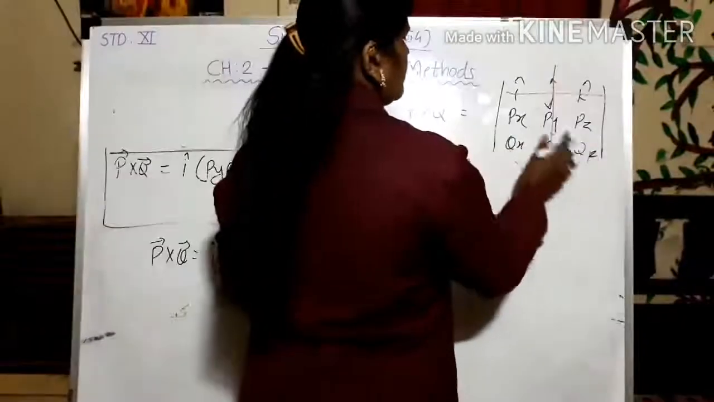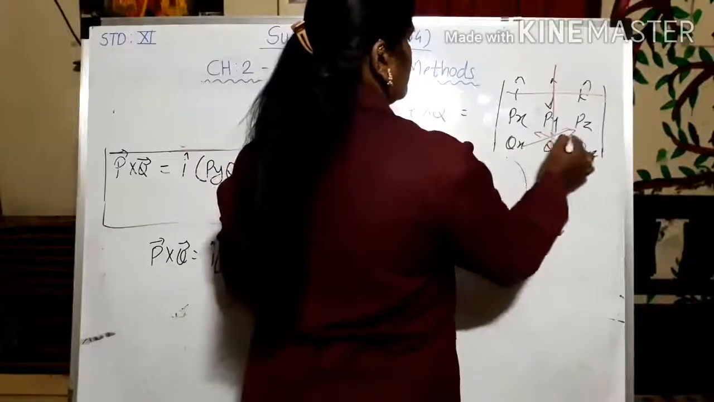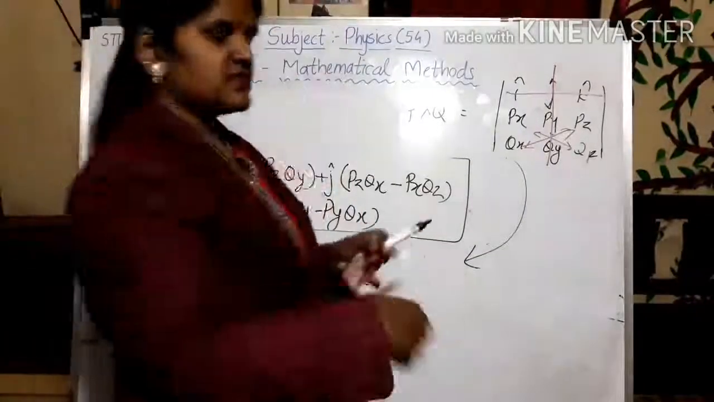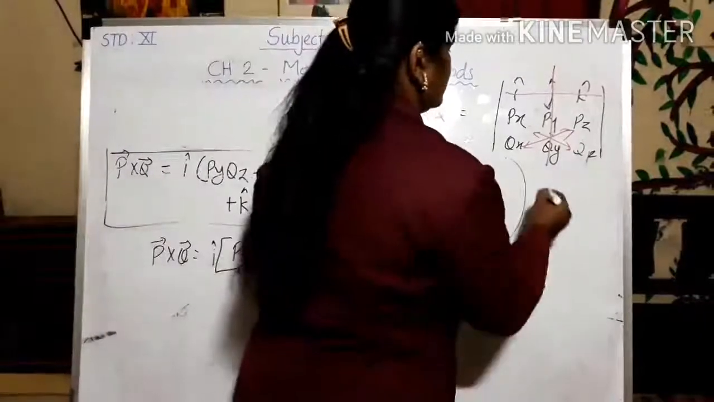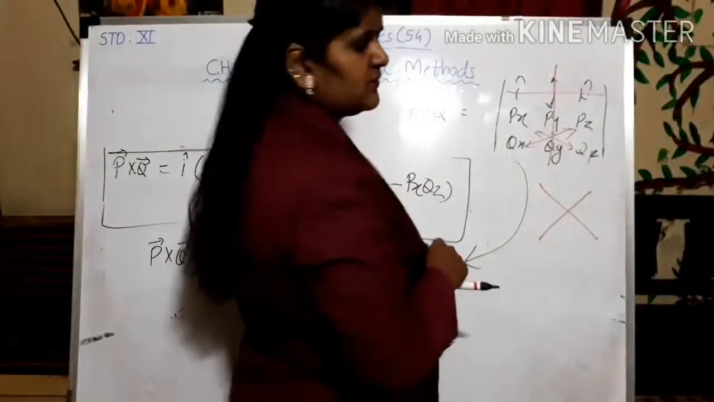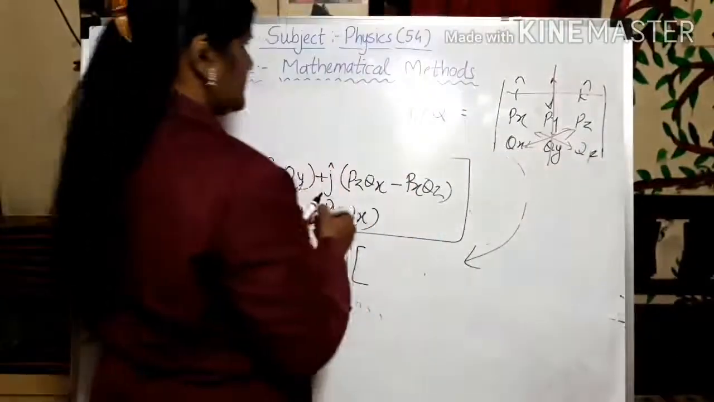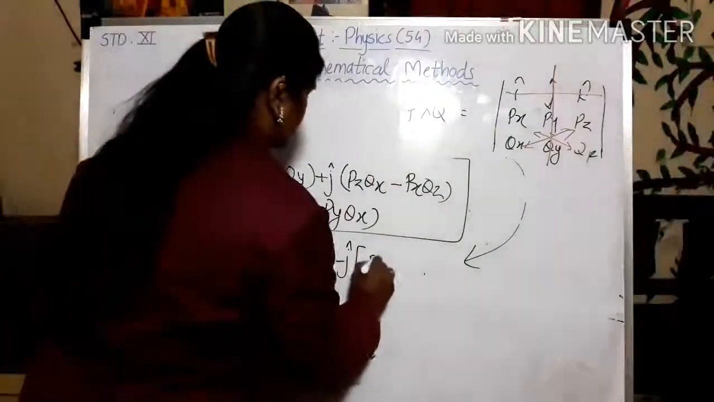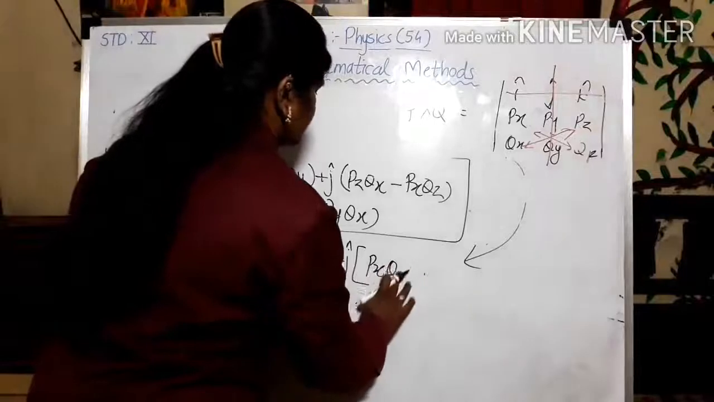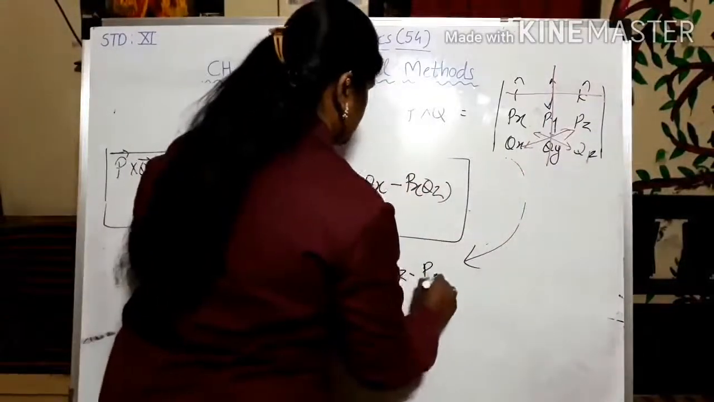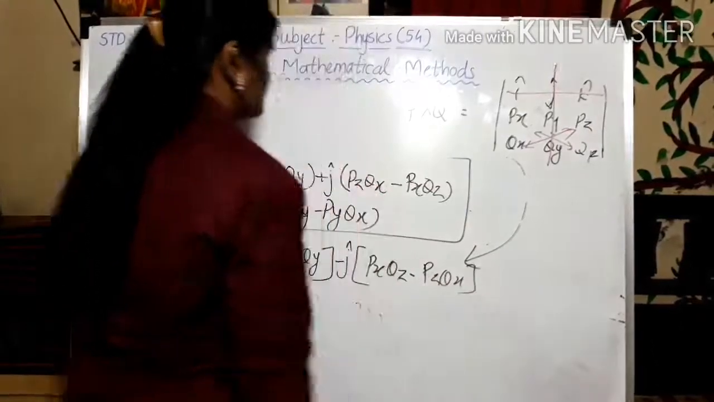1, 2, 3, 4. We are going to cross multiply them. Right, like this. First, you will multiply this and then this. This is most important. Okay, this and then this. So first, Px Qz minus Pz Qx. So this is the second term.